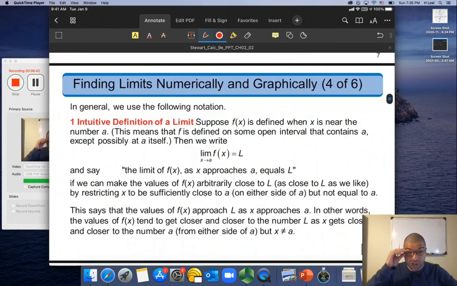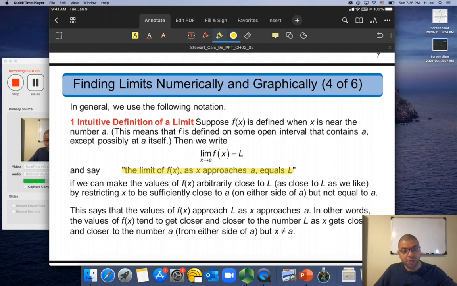So, bunch of words here. Let me walk you through the most important ideas. This is the intuitive definition, like I said, today's intuition. So the limit of f of x as x approaches a equals L. So as x approaches a, f of x approaches L, right? This is how you say this. And this is the intuition.